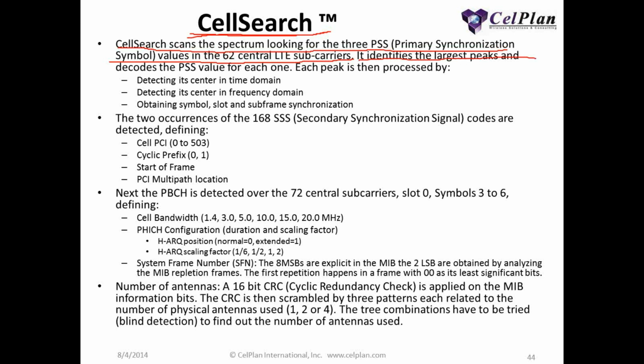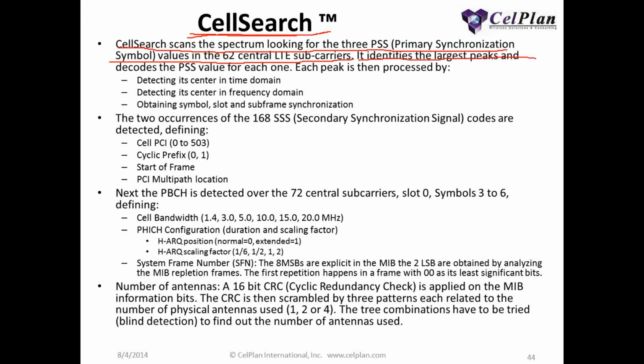After we detect the peak, we need to detect its center in the time domain. Then we detect the center in the frequency domain. So we have to do small adjustments until we find the peak in the time domain, then we do frequency adjustment to find the peak in the frequency domain. With this first step, we obtain symbol, slot, and subframe synchronization. Exactly the same thing that your phone does. Your device. I cannot say phones anymore because some devices are only data.